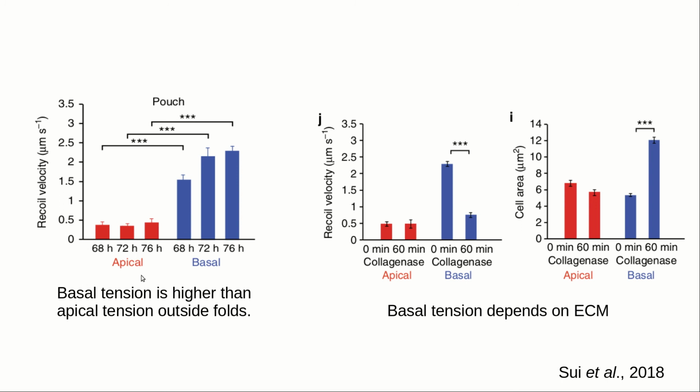So they perform again laser ablation experiments, and they measure tension in the basal region, and they see that cells are under much more tension in the basal part than in the apical part. So the cell junctions are under more tension in the basal part. Also, they find that this tension is released if cells are treated with collagenase. Collagenase degrades the extracellular matrix. After treatment with collagenase, basal tension returns to values similar to those in the apical region.